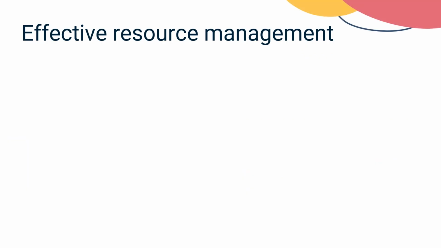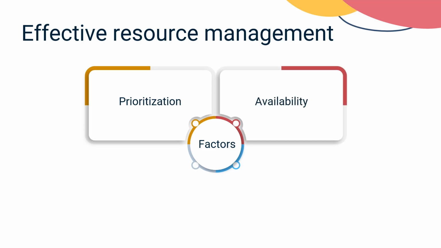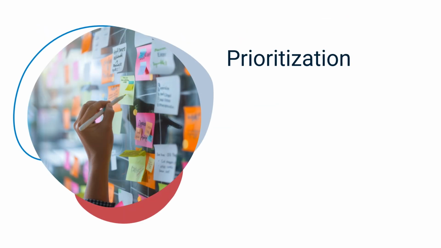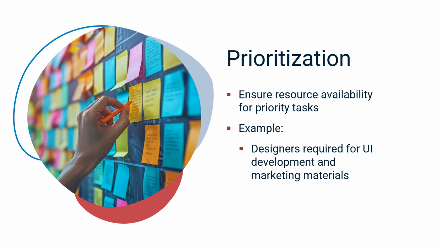As a program manager, you should consider some important factors to ensure effective resource management. These include considering prioritization, resource availability, dependencies between tasks, and procurement. Prioritization ensures resources are available for priority tasks. For instance, designers might be needed for both UI development and marketing materials. The resource management plan should prioritize these resources to ensure they are available for priority tasks when required.